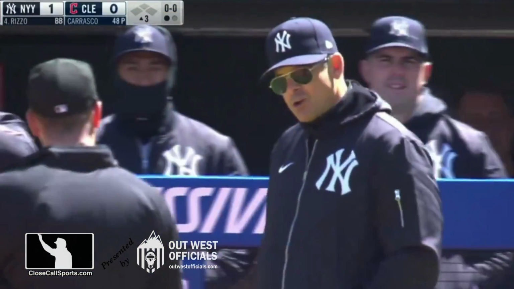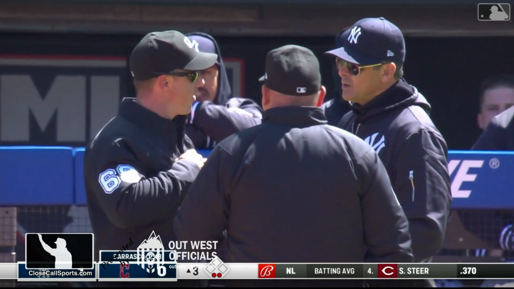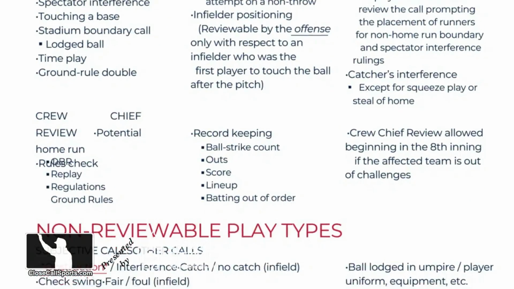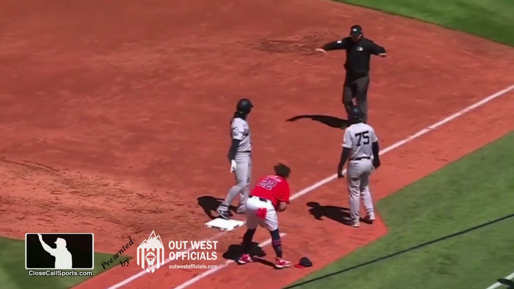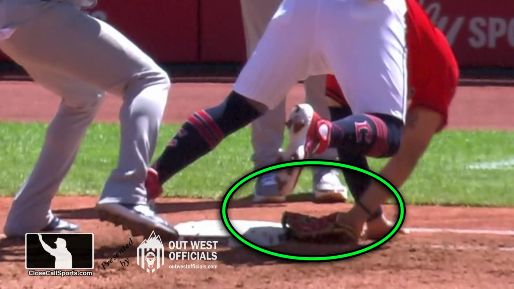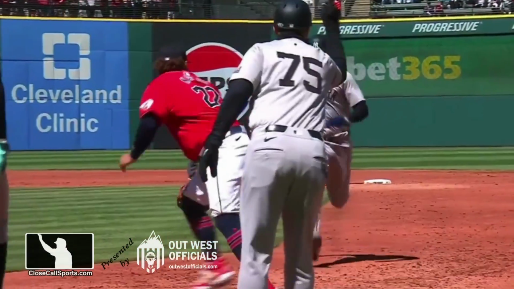They overturn it. Aaron Boone's going to go out and get an explanation, and I'm sure Nelly is going to be talking about the obstruction rule. So here's something important to note about the obstruction rule. It's not reviewable. Cleveland's challenge is the umpire's safe call on the tag. That is reviewable and overturned because the base was touched before the runner got there. Remember, it's an outfield tag-up play. Replay can't touch obstruction, so what happened here?